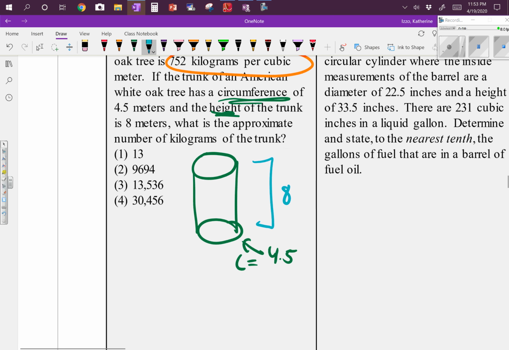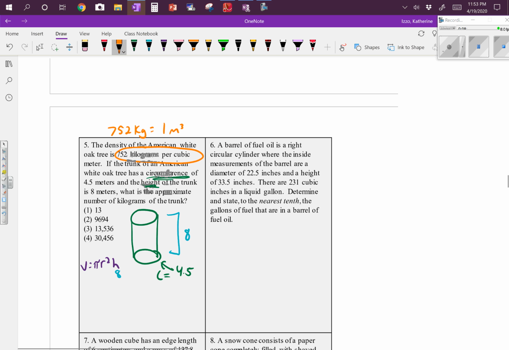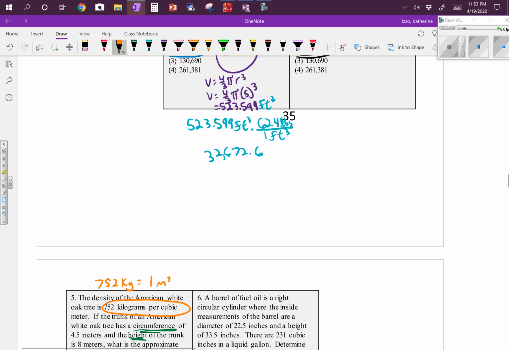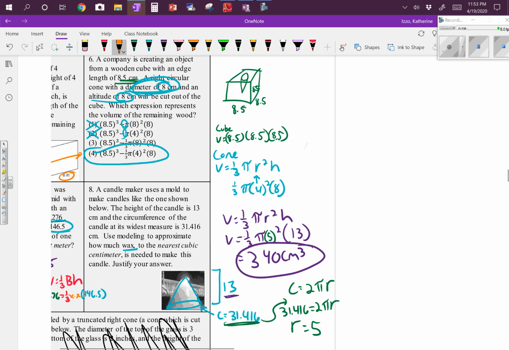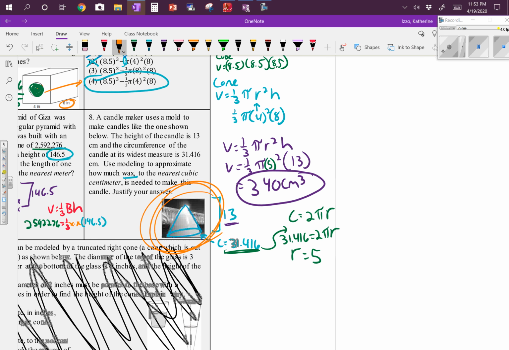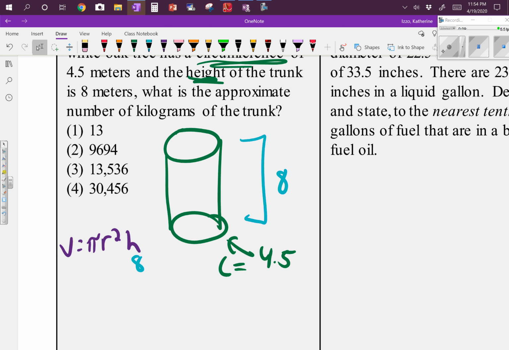First thing we need to do is find the volume. So volume equals pi r squared h. Well, h is 8, but we do not have r. We need to go back and do what we did last time, when we were talking about the candle. We had the circumference and had to work backwards to find the radius. We're going to have to do that again. Frequently we have the circumference and we need to work backwards to get the radius.